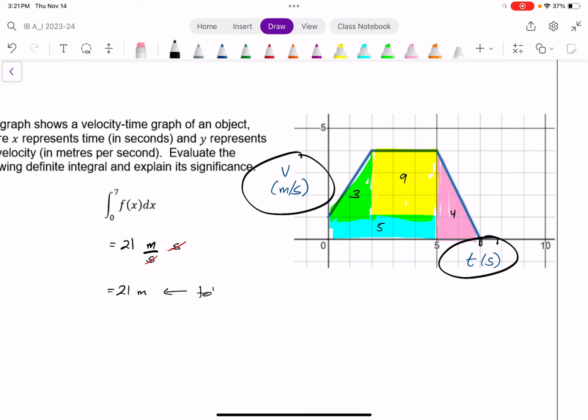So again, the total distance traveled in 0 to 7 seconds. It traveled 21 meters. And anytime we have an integral of a velocity time graph, it represents a distance traveled for this very reason, that we're multiplying velocity times time, the time cancels out, and so we end up with just the distance. These are ideas we will go much farther in detail, especially in HL, but good little introduction stuff.